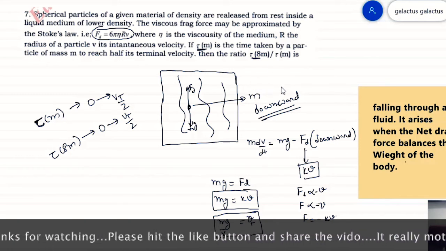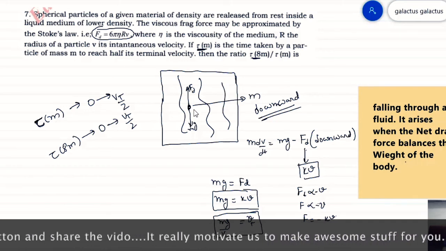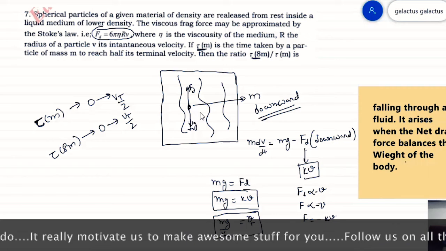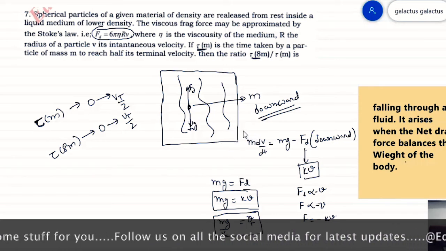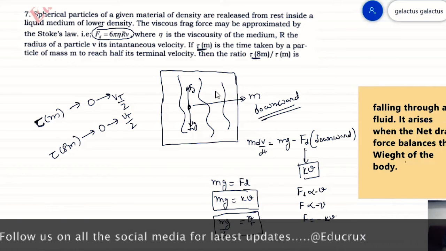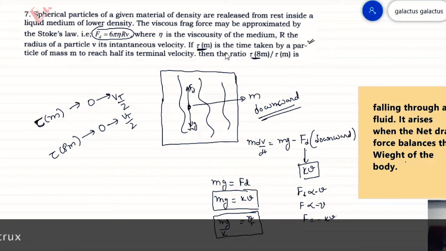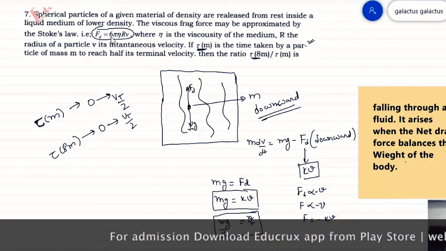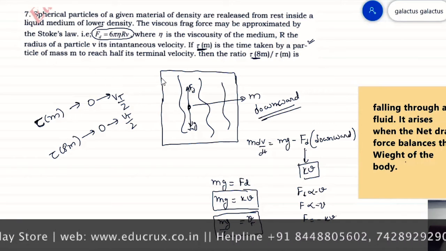And if it is constant in time, then the kind of motion that the body experiences is uniform. So if the motion is uniform, then the acceleration is zero. So we have to use the concept of terminal velocity in this question. Let us now solve this question specifically by taking the drag force equal to 6 pi eta rv. So let us now solve question number 7.